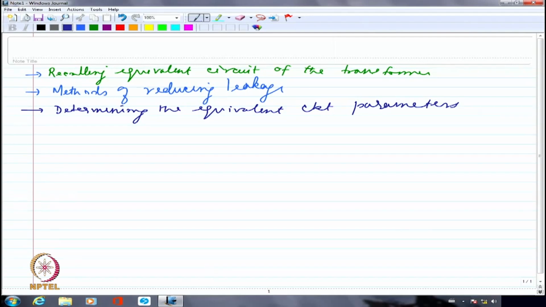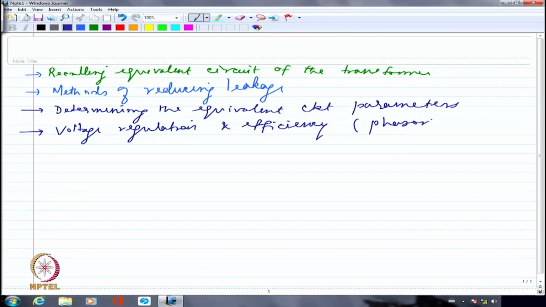We'll also look at the load test, right? Then we will look at voltage regulation and efficiency along with phasor diagrams also, because some phasor diagrams will be needed for the calculation of the voltage regulation, not for efficiency, but definitely for voltage regulation we will need that, right? So this is the plan for today's class.